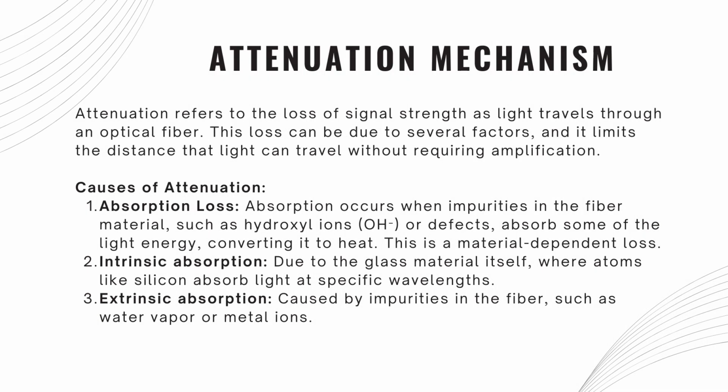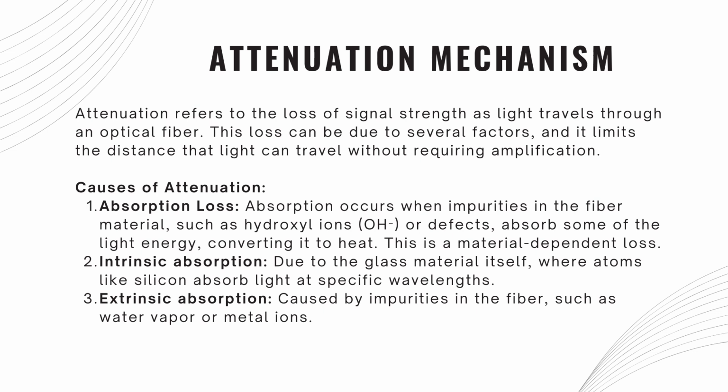Attenuation refers to the loss of signal strength as light travels through an optical fiber. This loss can be due to several factors, and it limits the distance that light can travel without requiring amplification. Causes of attenuation: absorption loss. Absorption occurs when impurities in the fiber material, such as hydroxyl ions, OH, or defects, absorb some of the light energy, converting it to heat. This is a material-dependent loss.